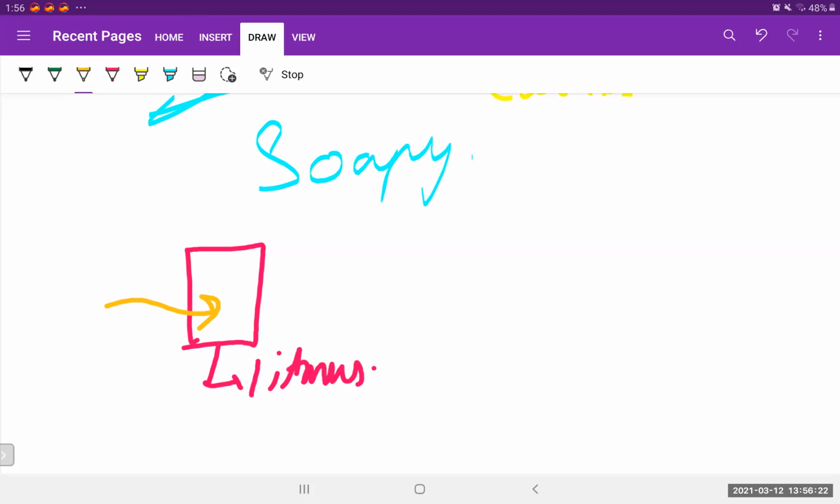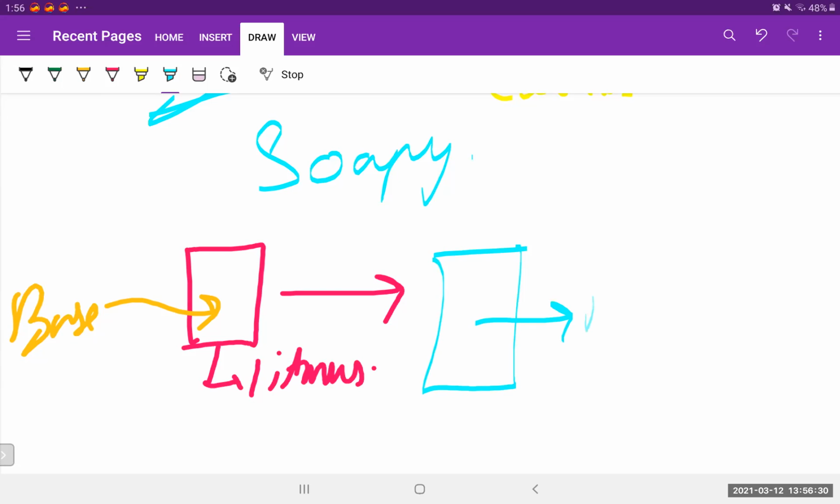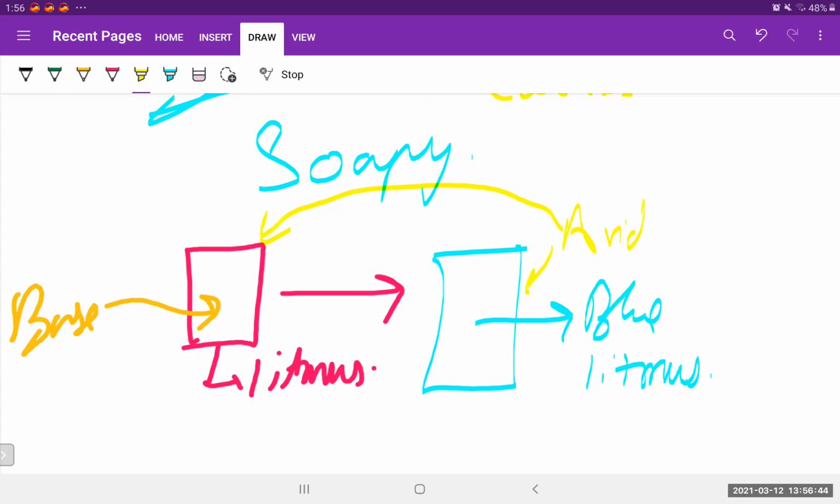Next, very important: if we have red litmus and we add a base to it, it will be converted into blue litmus paper. Is it clear? I hope that it's clear, because in acid the reverse happens. When we add acid to blue litmus, it will become red. That's all for the physical properties.